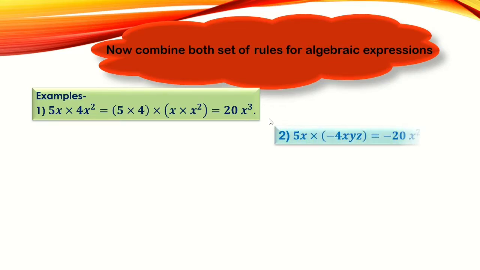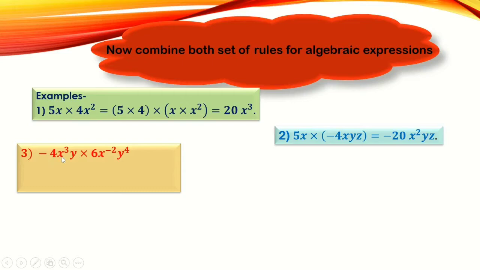Next example, I have directly written the answer over here. You also will be able to write the answer directly if you get control over this topic, if you get command over this topic. So very easy. 5x into minus 4xyz, that is 5 into minus 4, minus 20. x into xyz, that is x squared yz. Next example, again this is also very easy.